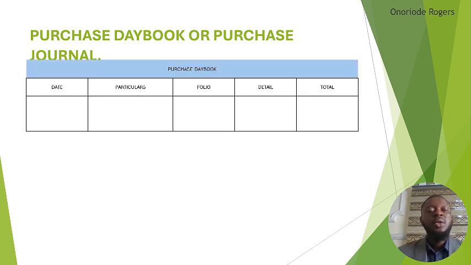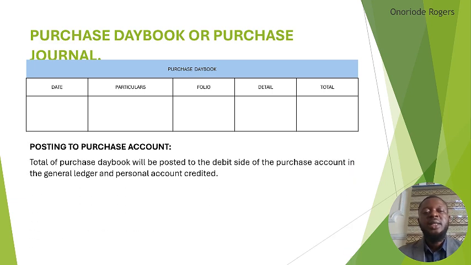So let's continue. This is how the purchase day book would look. We have the date, particulars, folio, then details, then we have the total. After recording all the transactions bought on credit under the purchase day book, the total of the purchase day book will be posted to the debit side of the purchase account in the general ledger, and the personal account credited. That will complete the double entry principle. Just note that the purchase account always has a debit balance. As we said in a previous video, the sales account always has a credit balance.